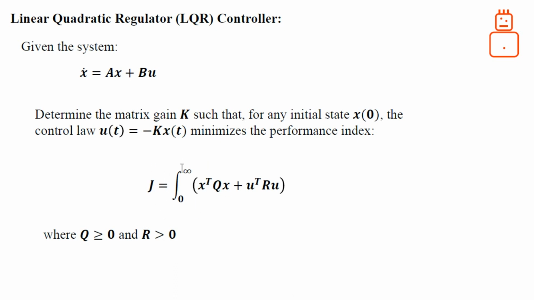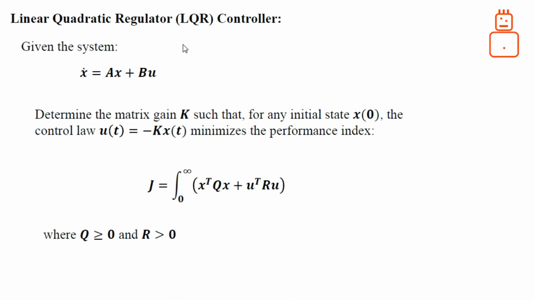This performance index is just the accumulated power of the states and the control action over infinity, or the infinite horizon. So it's required to find this gain matrix K in the controller u(t), which is a state feedback controller, so that this performance index is minimized, subject to the dynamics of the system.